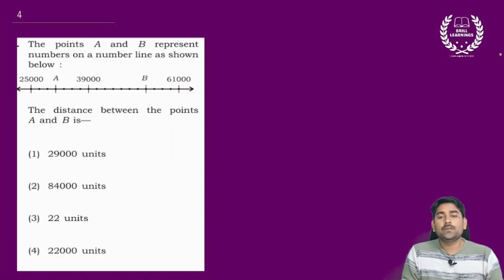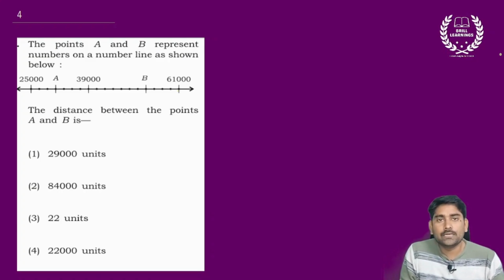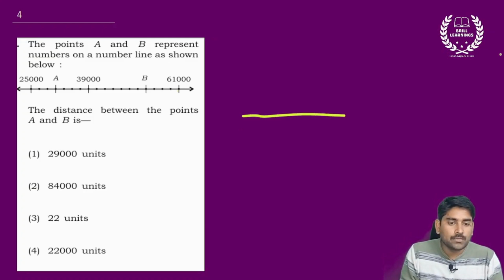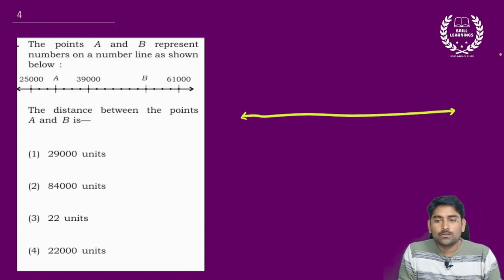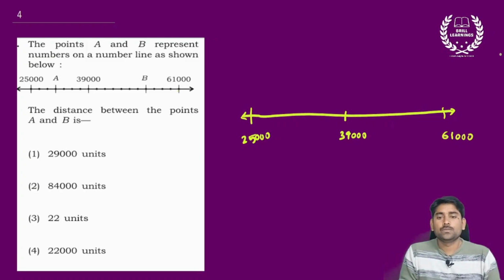The points A and B represent numbers on a number line as shown below. The distance between the points A and B is. We have to calculate the distance between A and B. I'll draw the line here. Initially we have 25,000 here. Somewhere here we have 39,000. Somewhere here we have 61,000. Now represent these dots also.